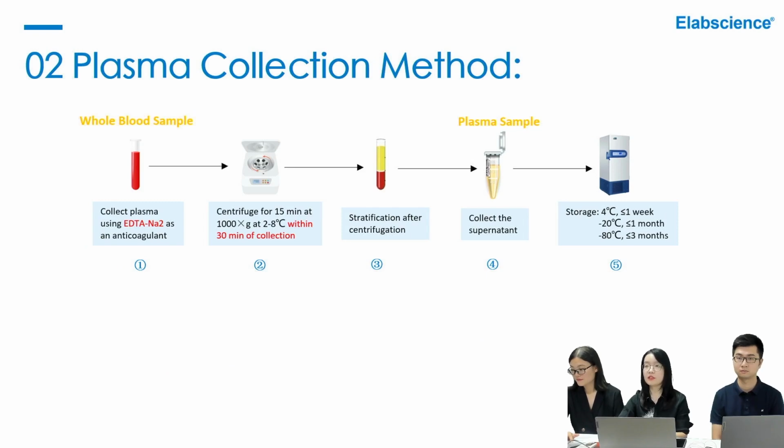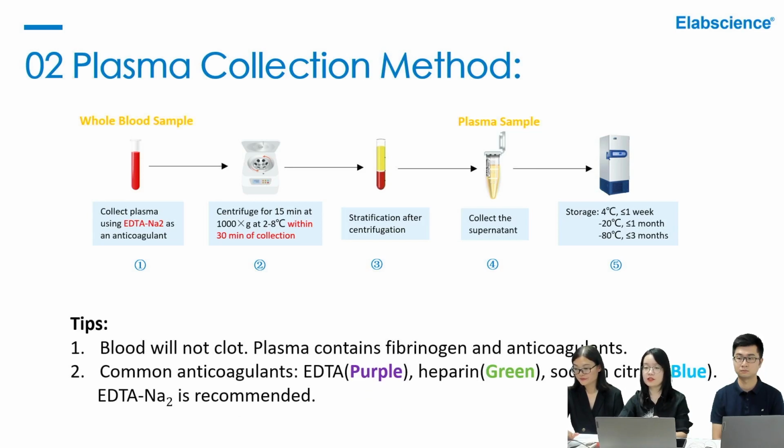The second sample type is the plasma. Plasma is derived from the supernatant of the unclotted whole blood with the anticoagulant. It contains the fibrinogens and the anticoagulants, and some other components are equivalent to the serum. The common anticoagulants used in this process include EDTA, heparin, and sodium citrate, and among them, EDTA is the most recommended anticoagulant.